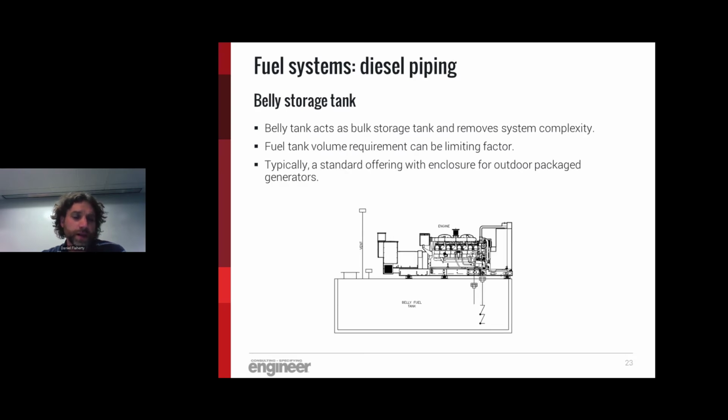So another manipulation of that previous diesel piping system is the belly storage tank. This tank has the large advantage that you can remove the day tank because the engine generator is co-located with the day tank. However, the volume of the fuel tank can be a limiting factor of how large a fuel tank you can get to sit underneath the engine generator.